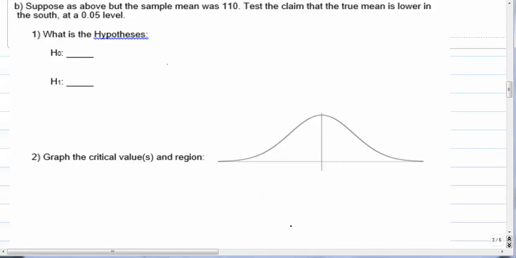Now, it's the same problem, except we're going to test the claim that the true mean is actually lower in the south, and the level of significance is 0.05. So once again, the null hypothesis is always nothing has changed, so 117. The alternative hypothesis is what you're claiming. We are claiming now that the mean is lower. That is, the mean is going to be less than 117. We do not put the sample mean up here. This is always the assumed status quo of what's happening in the population.